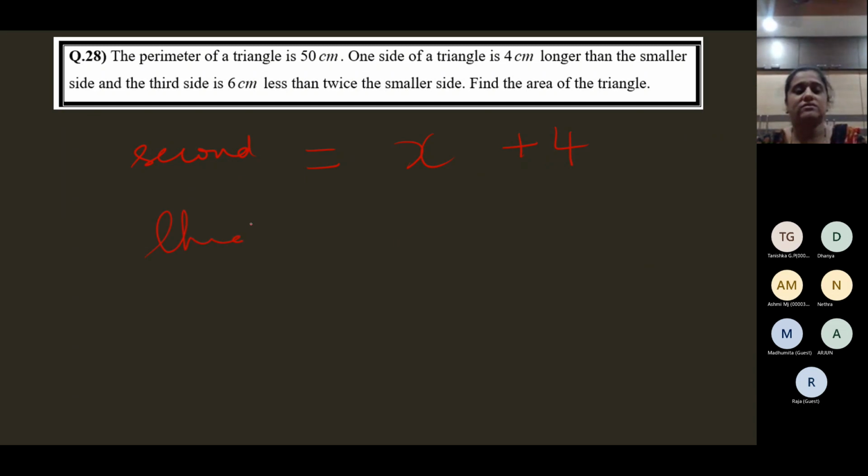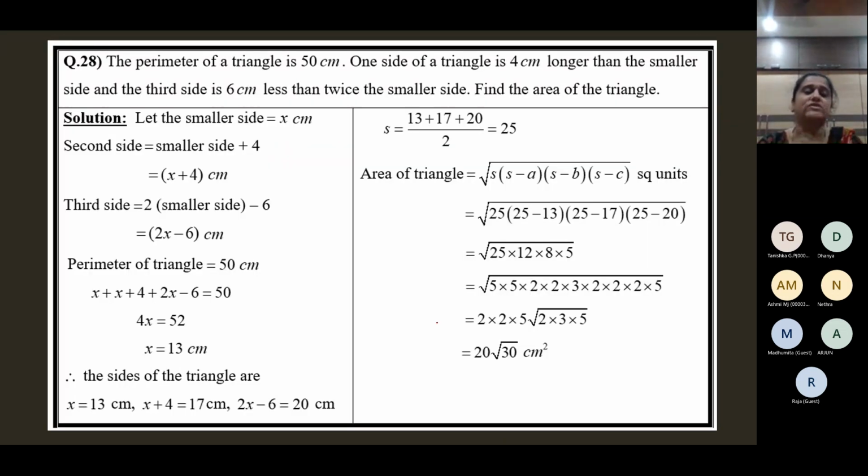The third side is 6 centimeters less than twice the smaller side. So these are the expressions for the sides of the triangle. Now the perimeter is given to be 50, so the sum of the three sides is 50.